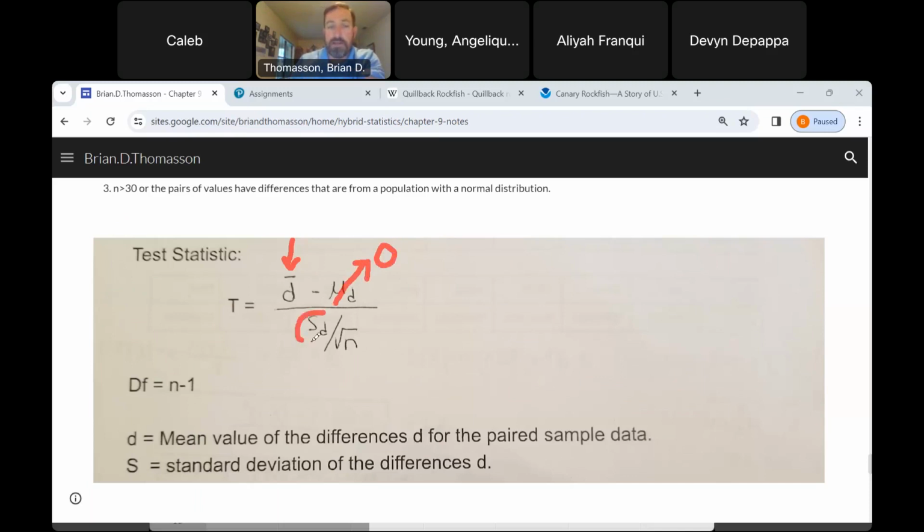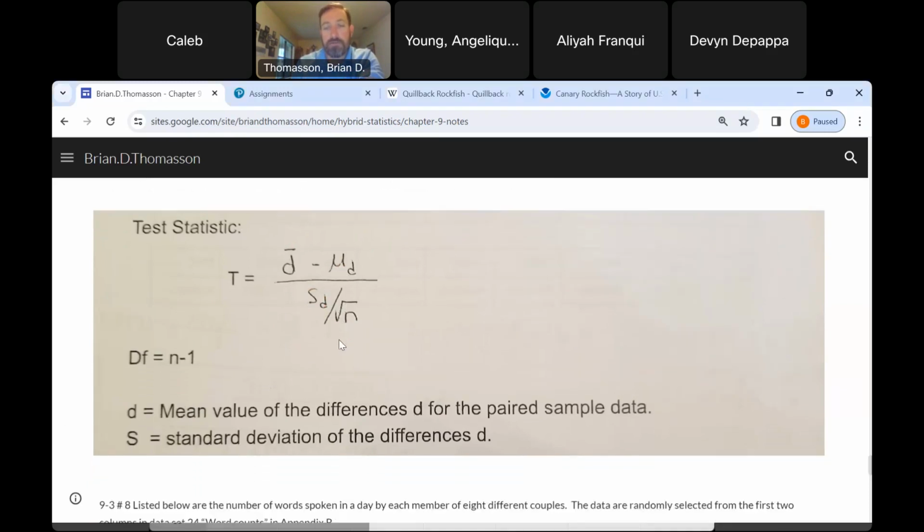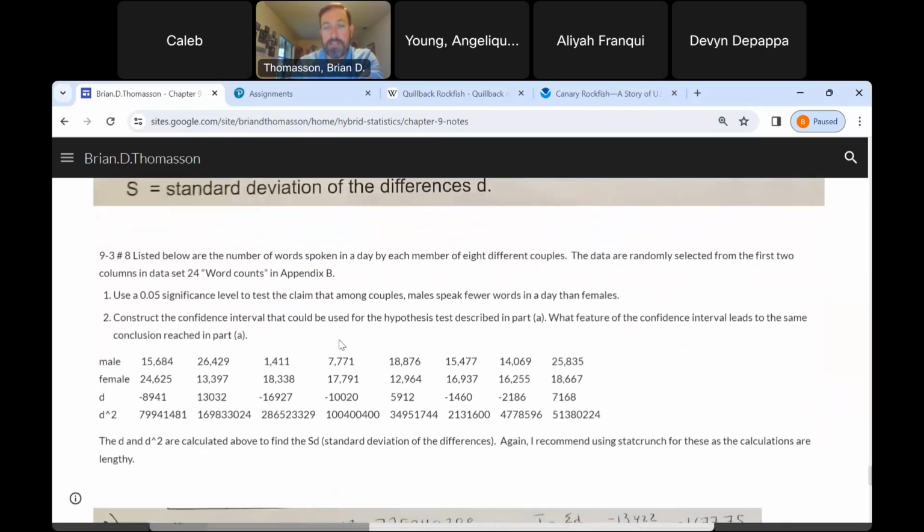S sub D is the standard deviation of the differences, and N is the number of people in the survey. Okay, degrees of freedom is N-1. So this test stat, each one of these is going to change depending on what we're measuring, what we're testing. All right, so let's see how this problem is laid out.